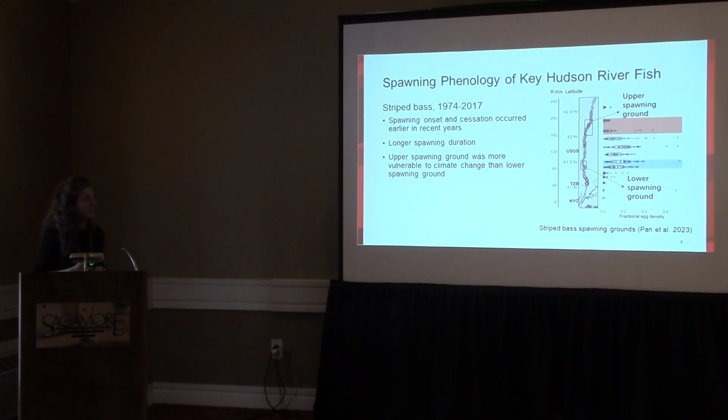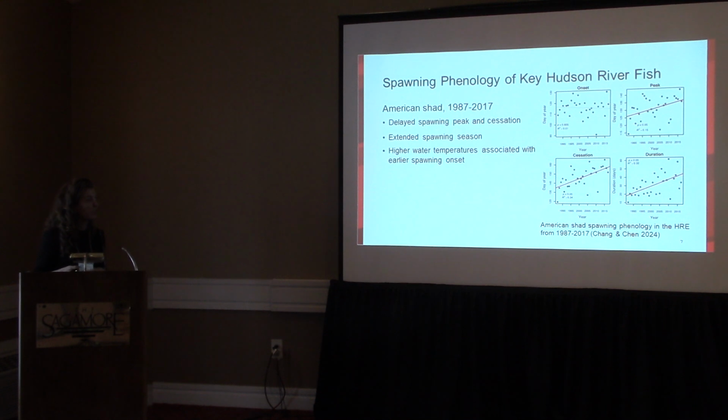So getting into some of these examples, the first is from Pan et al. in 2023, looking at striped bass spawning phenology from 1974 through 2017. They found that spawning onset and cessation occurred earlier in recent years, and they also found a longer spawning duration. Temperature was an important driver in these changes, and the upper spawning ground was more vulnerable to climate change than the lower spawning ground. So that's shown in the figure there with the red and blue bars. So there's some differences in impacts based on where the striped bass are spawning within the river.